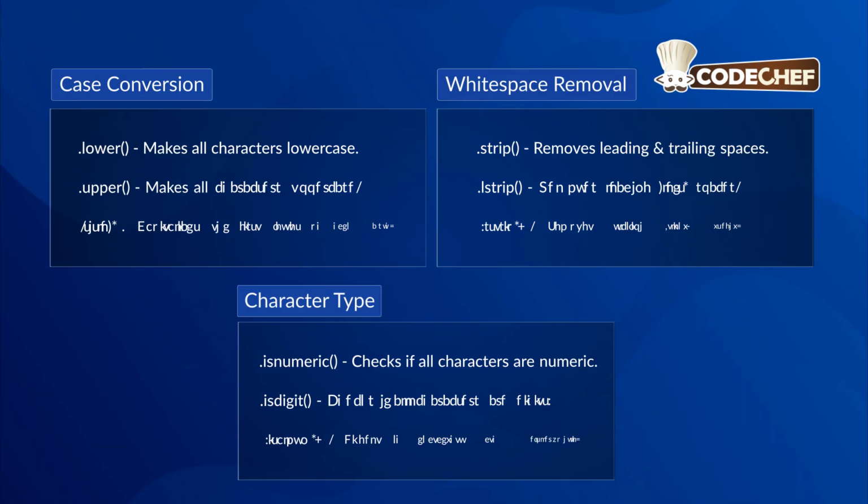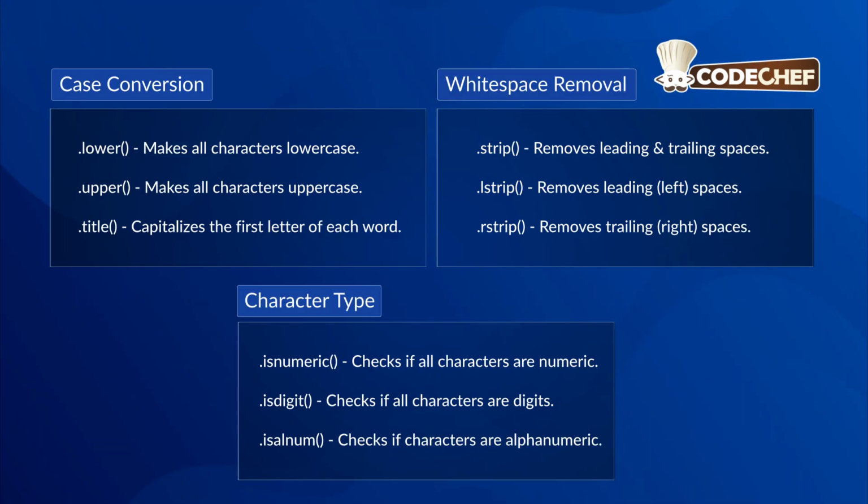So what are they officially? String methods are built-in Python functions that operate on strings to perform a specific task. For case conversion and checking, you have methods like lower, upper, islower, and isupper. For cleaning spaces from the beginning or end, you have strip. And to check the type of characters in a string, you can use methods like isnumeric and isalnum.